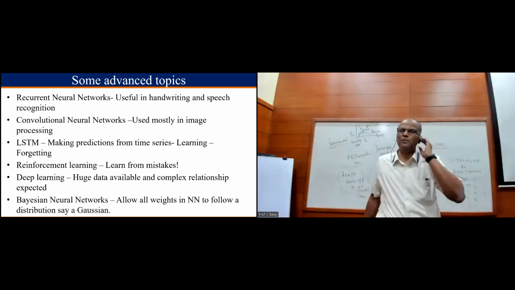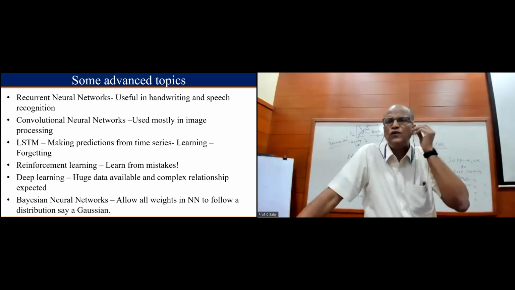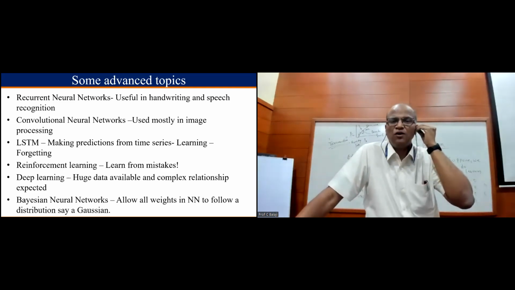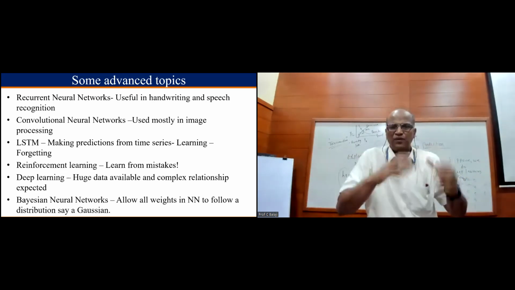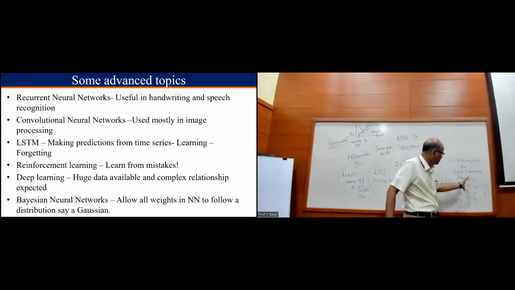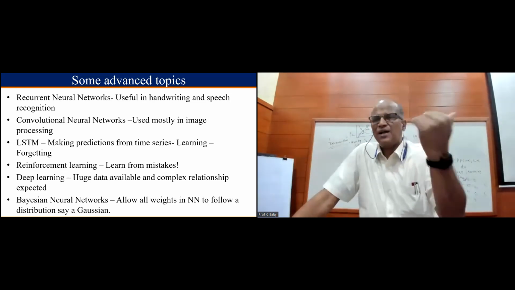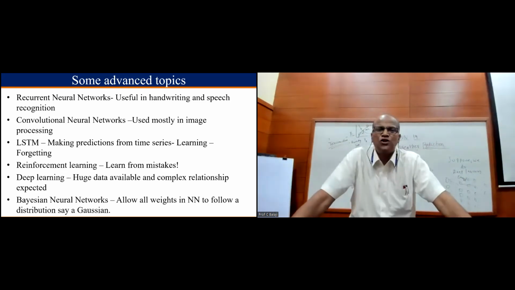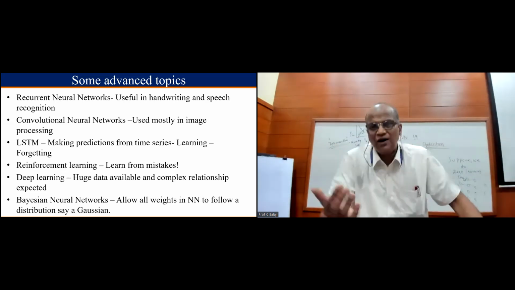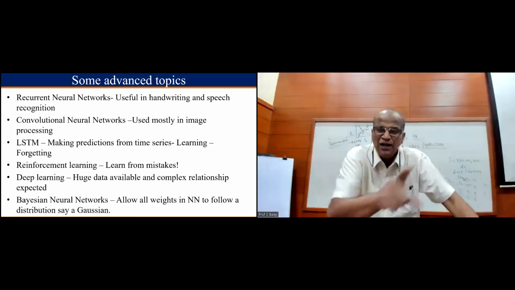Okay. So some advanced topics in neural networks: basically RNN, recurrent neural network. They're useful in handwriting and speech recognition. Considerable math and algebra is involved. The convolutional neural network has, instead of intermediate hidden layers with neurons like this, some processing layers. It is mostly used in image processing, where there are too many details and you want to process the image. The LSTM, long short-term memory, is for making predictions from time series, where there's a concept of forgetting. So you learn and then you forget one data; learning and forgetting. So that is LSTM.